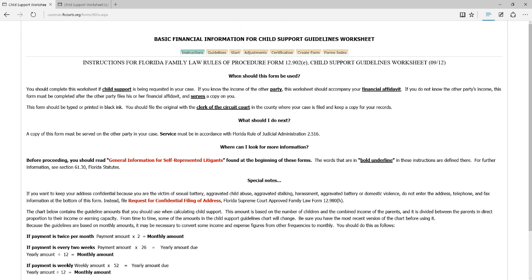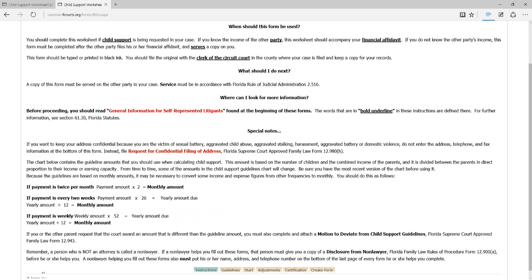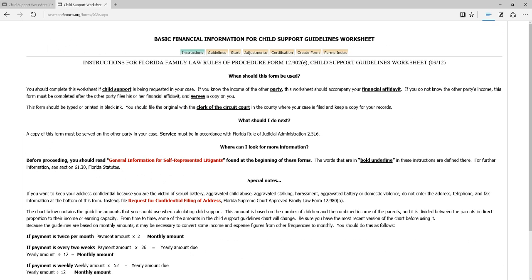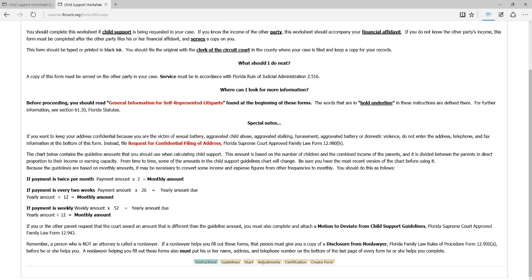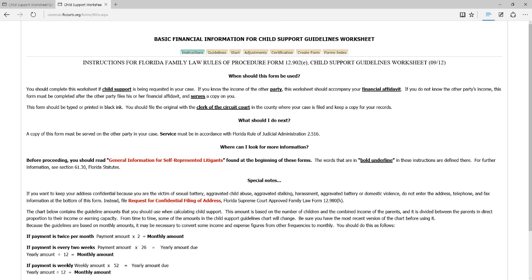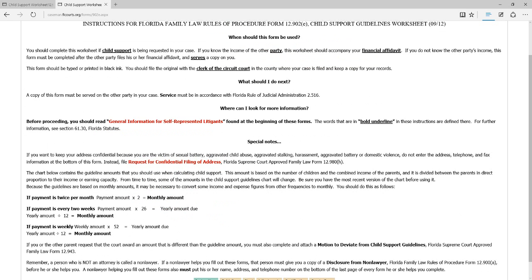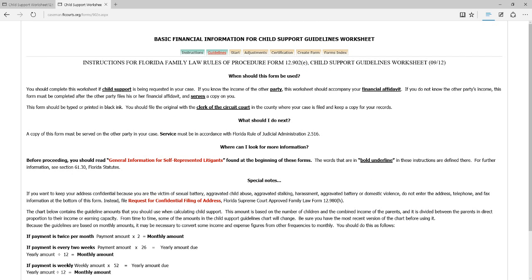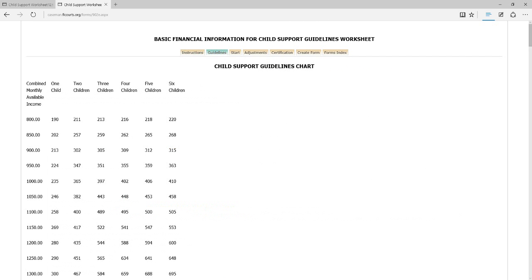If you click on this web form, I went ahead and prepared a make-believe case here, just to go through this quickly. But on this instruction page, you have all the information that you need on how to calculate the child support. I would always recommend that you read through this first before you start working on the calculation. If you go here to guidelines, these are the numbers that the state has come up with to calculate child support. So this is your base numbers.